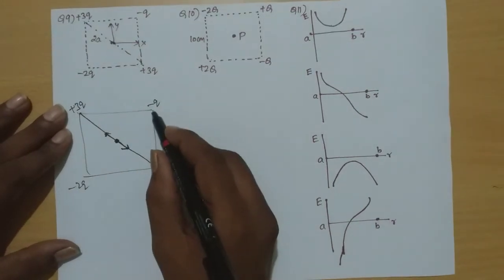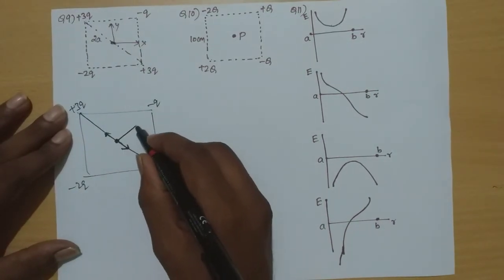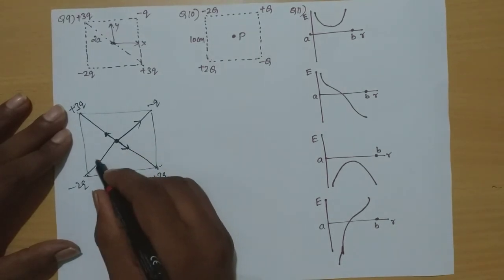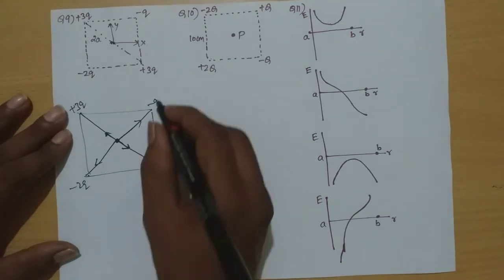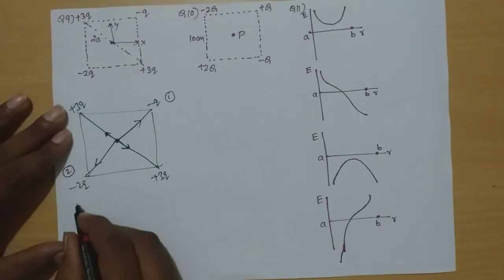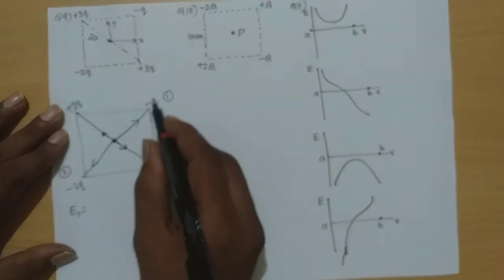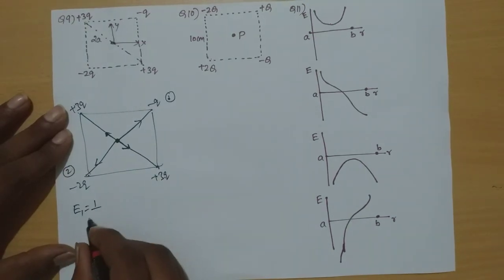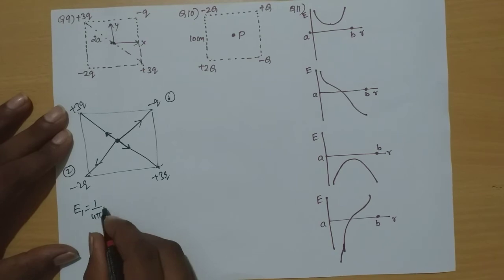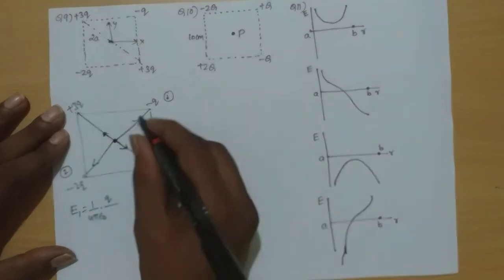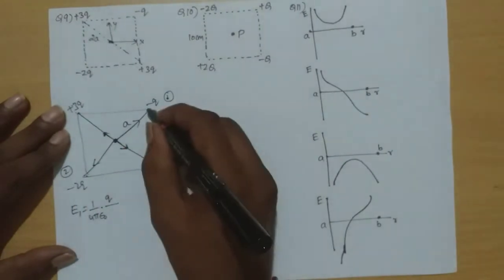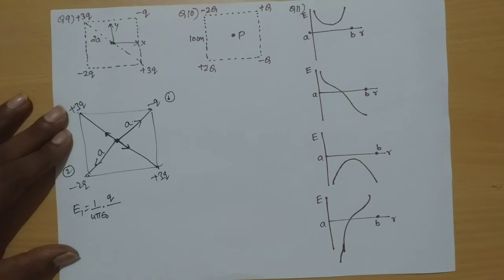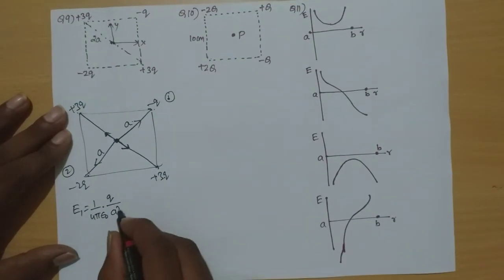Now due to this charge, the electric field is radially inward, since it is a negative charge. This is also a negative charge, so in this direction, radially inward. Okay, this is 1, this is 2. So now E1 is the electric field at this point due to the one charge, magnitude only I am finding: 1 by 4 pi epsilon naught, q by r square. From here to here the distance is nothing but a, since the total diagonal length is 2a and the center divides it into two equal parts. So q by a square.